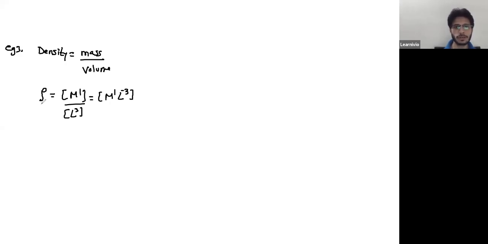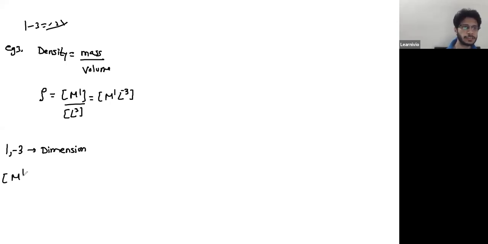Rho is the representation of density. So here 1, -3, these are the dimensions of density. Don't just subtract them. We don't subtract dimensions or add dimensions. We write them separately, like 1, -3 are the dimensions of density.